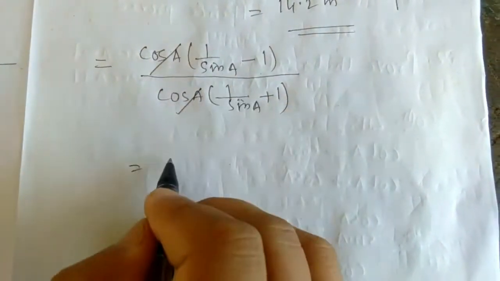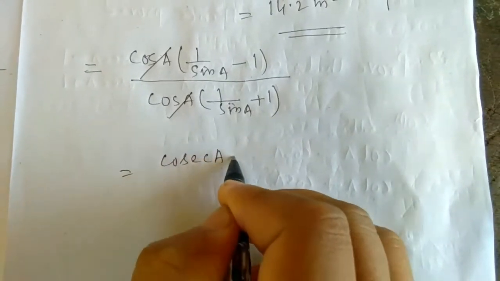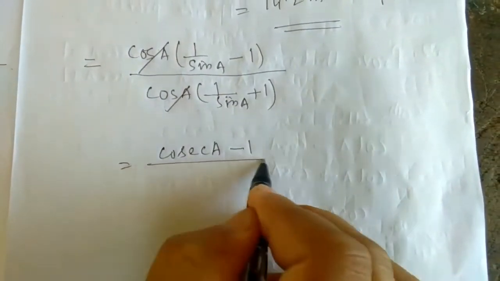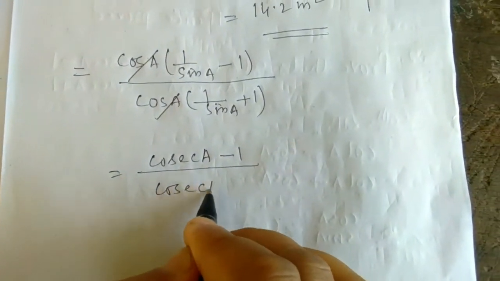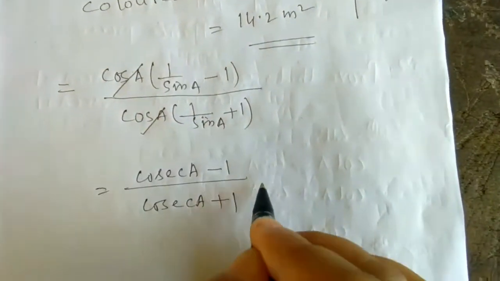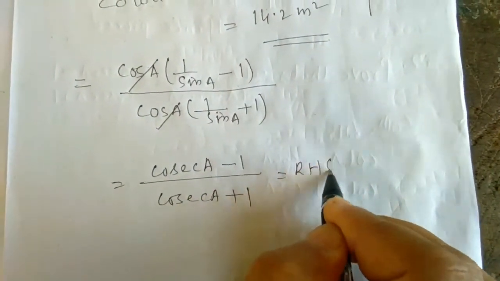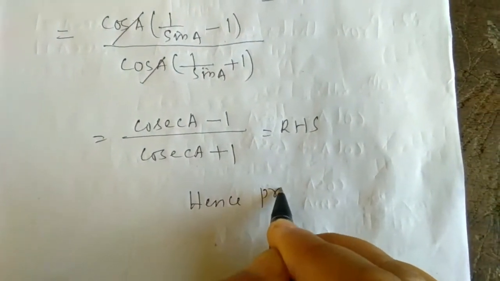1 by sin theta equal to cosec theta minus 1. Again 1 by sin theta equal to cosec theta, here theta means a, plus this one. Okay, equal to right hand side. Hence proved.